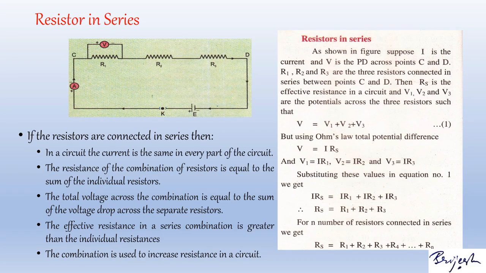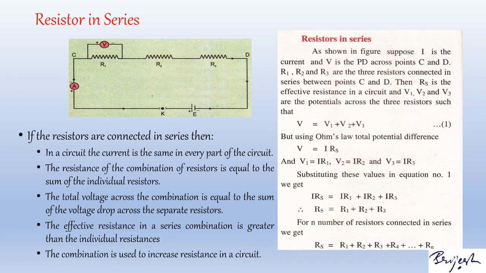So I have explained this in a very short way. You can just go through this resistors in series part and the derivation below it. Just remember it as it is written, so that will help you a lot. If the resistors are connected in series, then the current is the same in every part of the circuit. The resistance of the combination of resistors is equal to the sum of the individual resistances. Finally, at the end, we get the equation Rs equals R1 plus R2 plus R3. So the second point is explaining the same.